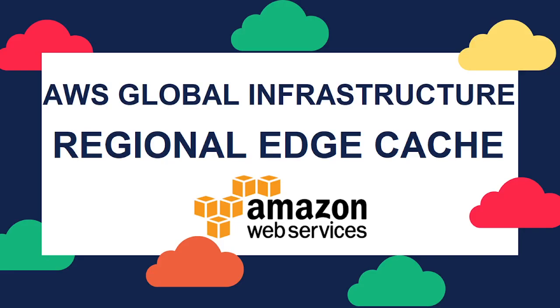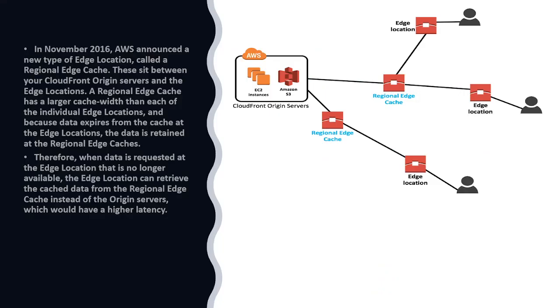Today we are going to learn about regional edge cache, which is a part of AWS global infrastructure. In November 2016, AWS announced a new type of edge location called regional edge cache. It sits between your CloudFront origin server and the edge locations. A regional edge cache has a larger cache width than each individual edge location. And because data expires from the cache at edge locations, the data is still retained at the regional edge caches.